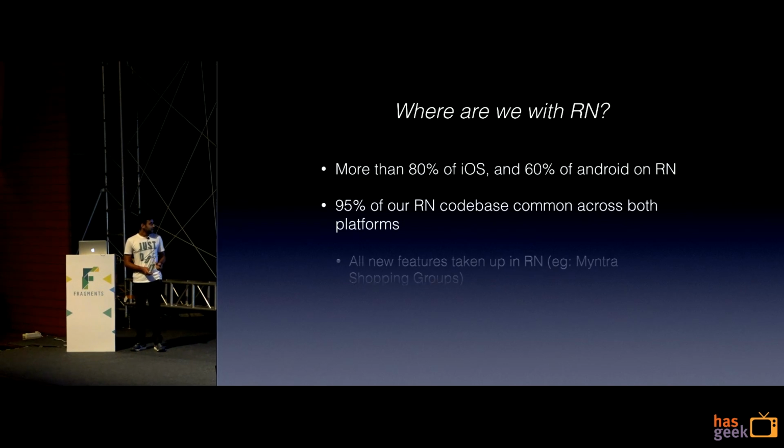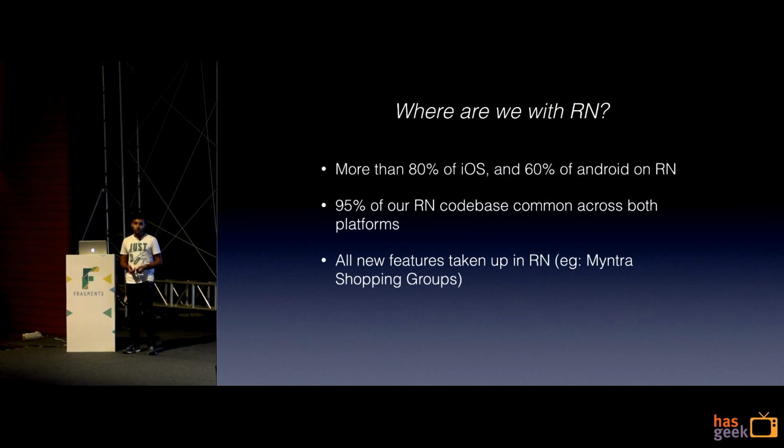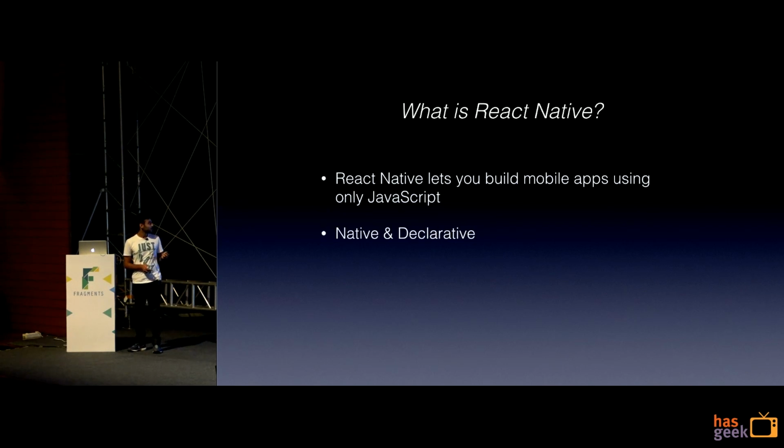Then any new feature that comes up, we now build that in React Native only, so that we can target the already existing app versions that are installed on users' devices. For example, Myntra shopping groups. There was this construct, Myntra shopping groups, which we wanted to introduce to users. One way was to do it natively, independently on Android and iOS, and release a new app.